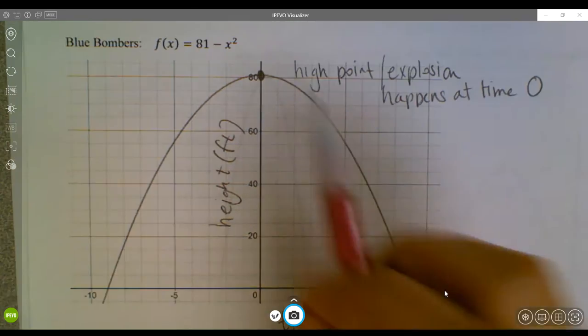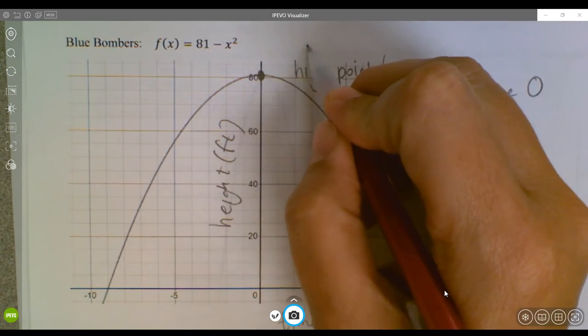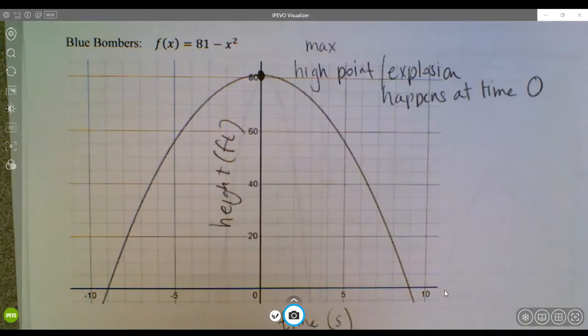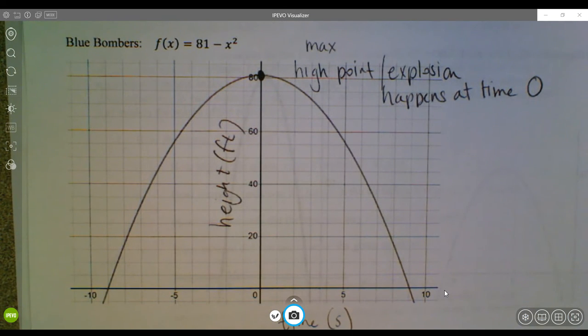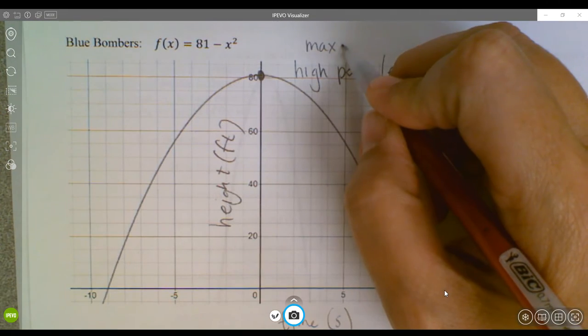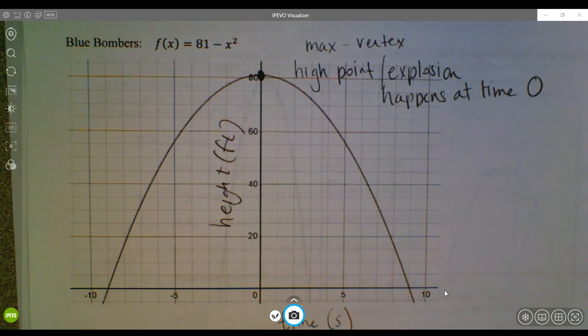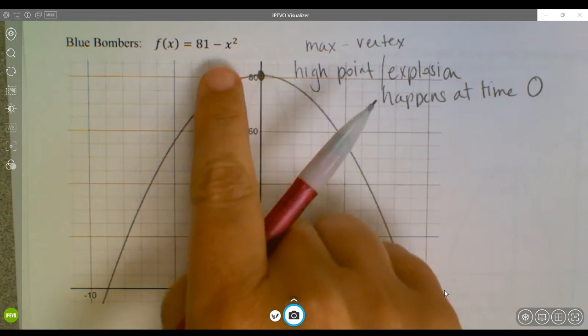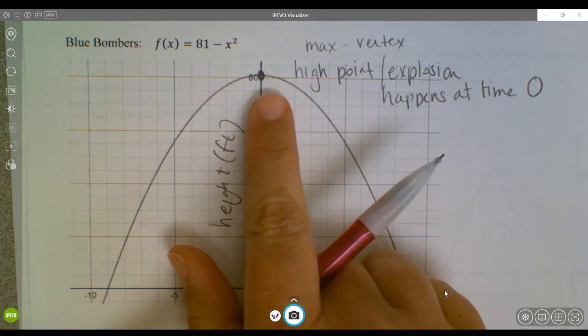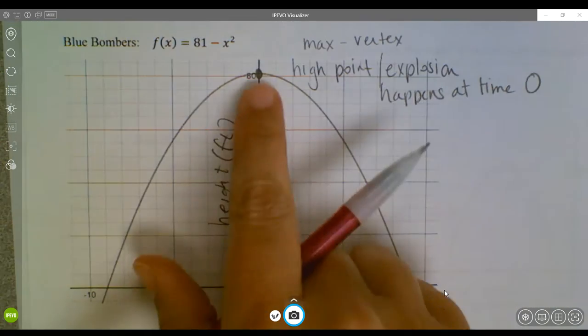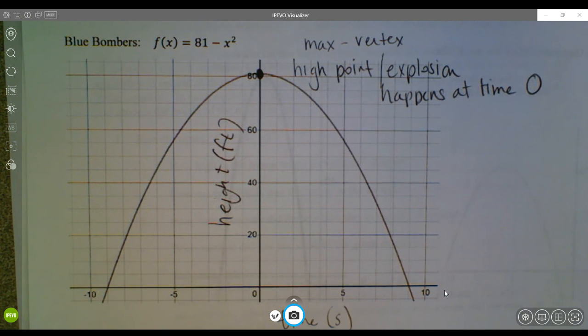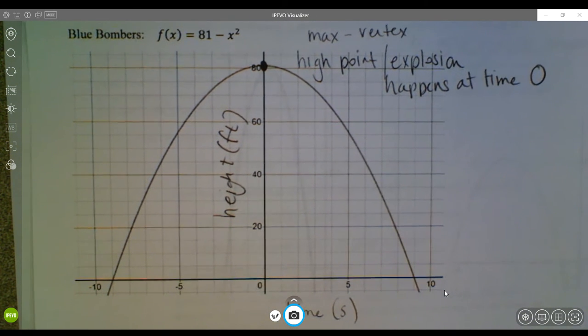So you'll notice that the high point is what we call the maximum. And how do we find the maximum? Well, usually in a parabola, the maximum is the vertex of the parabola. So basically, I am asking you to find the vertex of this parabola. Now, I've given you the graph, and you can see that it occurs at (0, 81). But suppose you didn't have a graph, okay? So that's what we've talked about previously. So that's what I want to go over now.